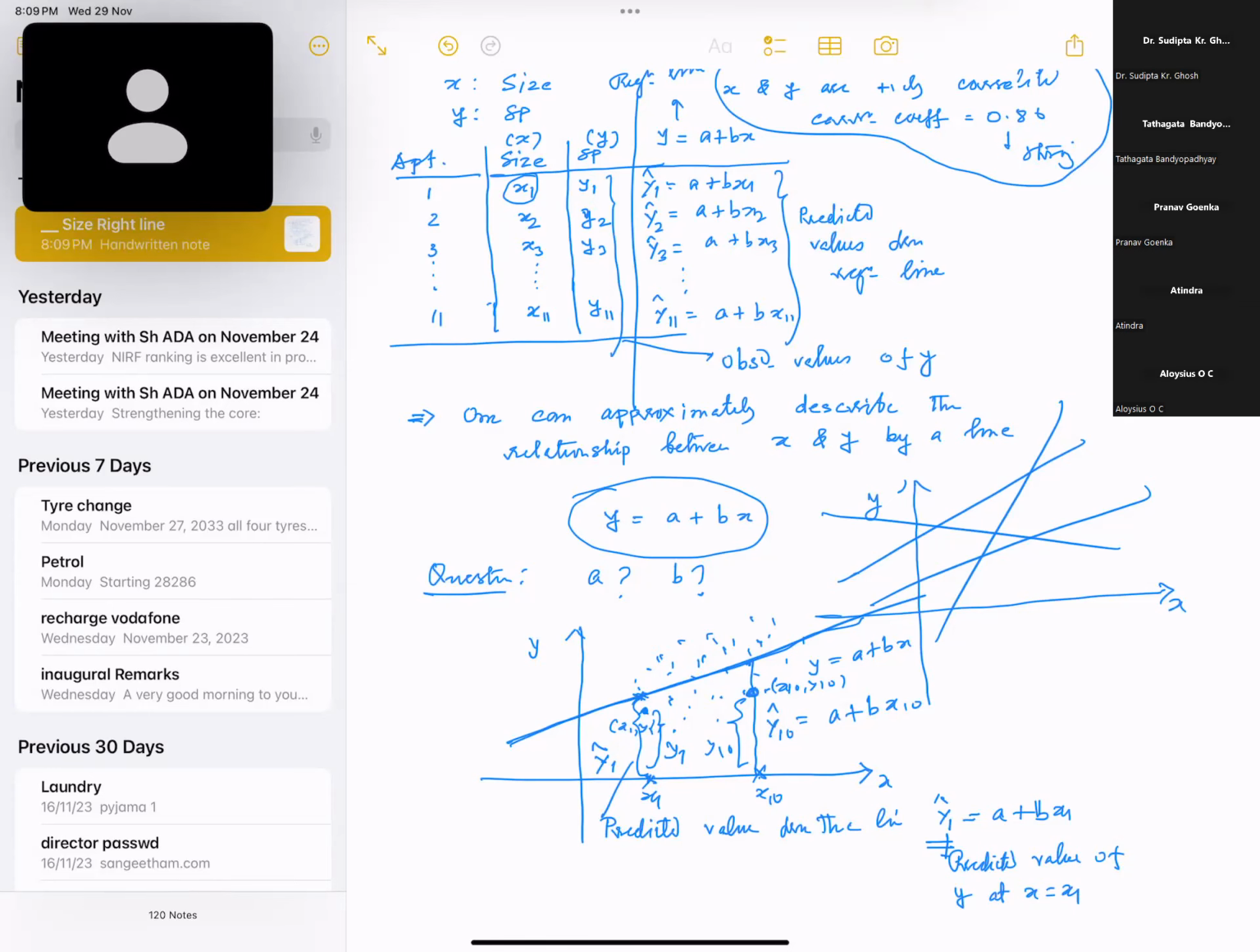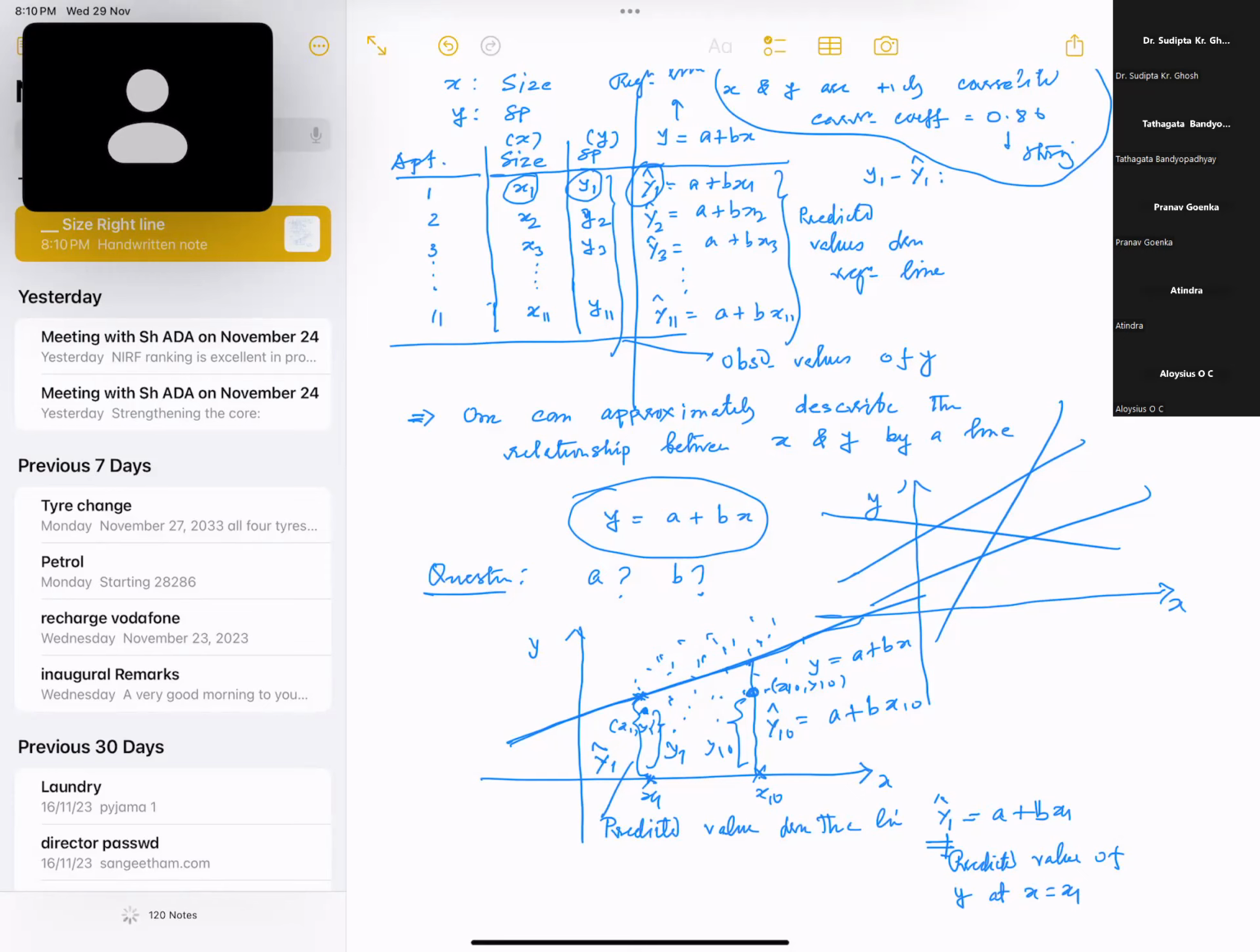My objective is to determine a and b in such a way that the predicted value and the observed value are as close as possible. Because you see that when the actual value is y1 and the predicted value is y1 hat, then what is y1 minus y1 hat? What does it represent?